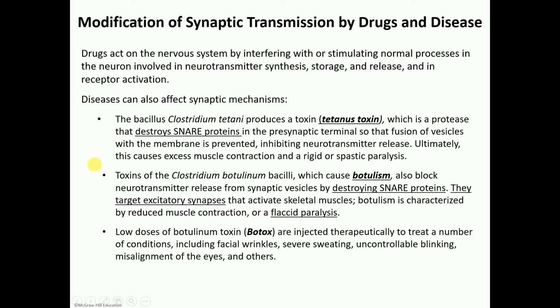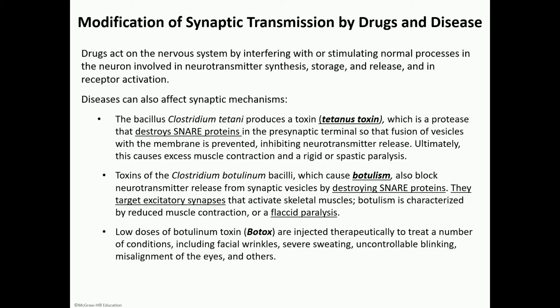While botulism, the pathogen of botulism is known as the Clostridium botulinum bacillus, and it also destroys the snare proteins. Okay, they target the excitatory synapses. So the excitatory neurons are going to be destroyed. That is why botulism leads to a flaccid paralysis, or a paralysis with reduced muscle contraction. Although this is also fatal, again, due to the flaccid paralysis of the respiratory muscles, we could use that toxin in therapeutic ways.